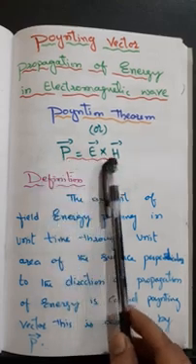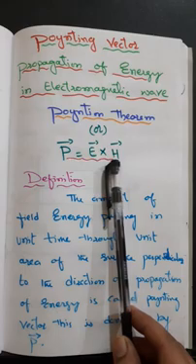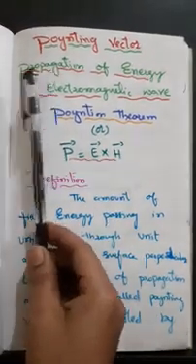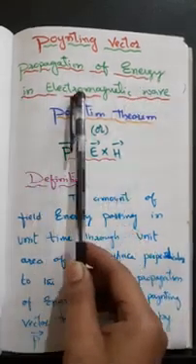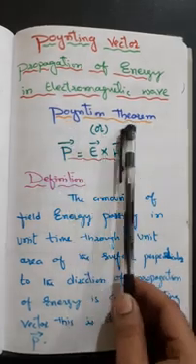Today I am going to explain what is Poynting vector and the derivation for it, that is P is equal to E cross H. This is one of the important topics in electromagnetic induction. Poynting vector is a vector which represents the propagation of energy in electromagnetic waves, and this is also called Poynting theorem.